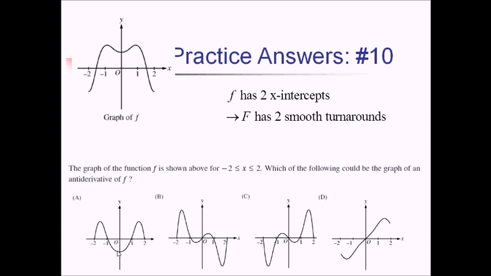Choice A has 1, 2, 3 smooth turnarounds, so that can't be it. B has more, that can't be it. C has a bunch of smooth turnarounds too, more than 2, 4 to be precise. So it looks like actually only choice D has 2 smooth turnarounds. And if you really just wanted to confirm, it looks like we are having a positive derivative between -1.5 and positive 1.5. And on this graph, we are increasing on that interval for the antiderivative. So that all matches. Choice D then is our answer.